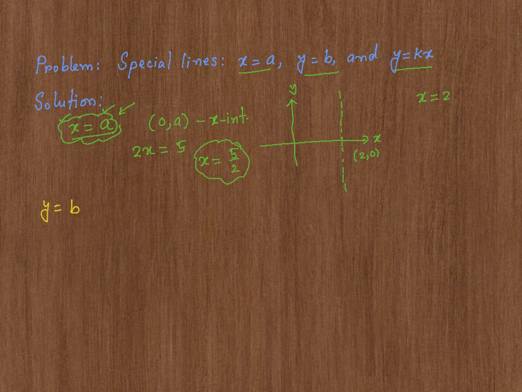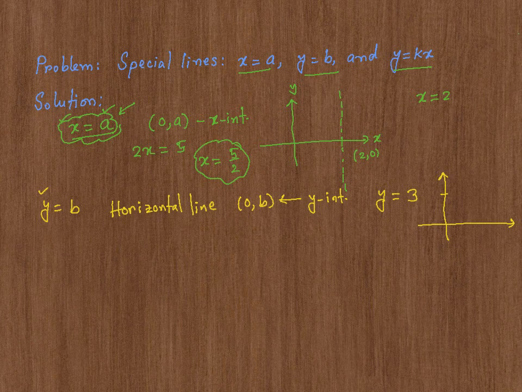Now let's talk about the second scenario, y is equal to b. If you have a straight line of this form, y is equal to b, it represents a horizontal line. This horizontal line goes through the point (0, b), which is the y-intercept of this line. Let me give a specific example. If I gave you y is equal to 3, let's say this is our coordinate system, and that's my (0, 3), and the line we are talking about is this horizontal line.